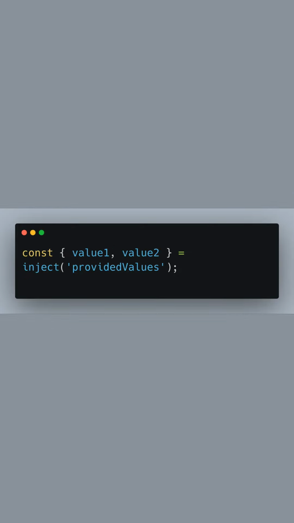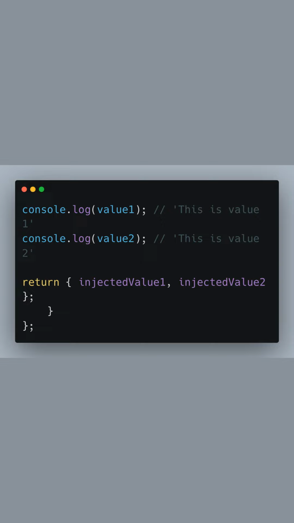Alternatively, we can inject the provided object using its key provided values and destructure it to obtain the individual values. Once the object is injected, we log the values it contains to the console. Finally, we return these values from the setup function so they can be used in the template or other options of the child component.